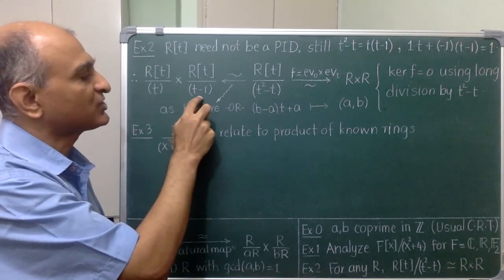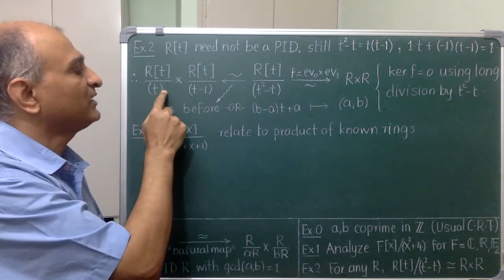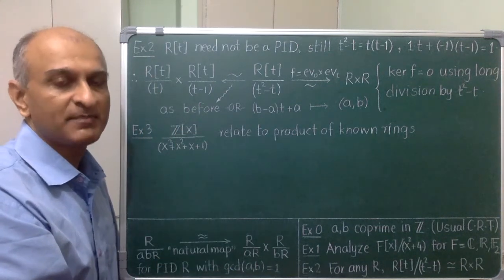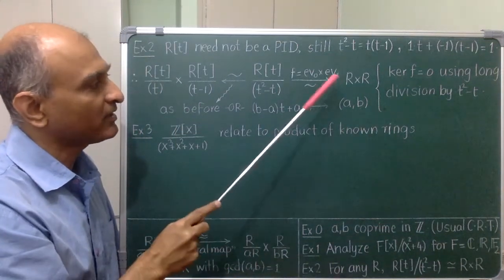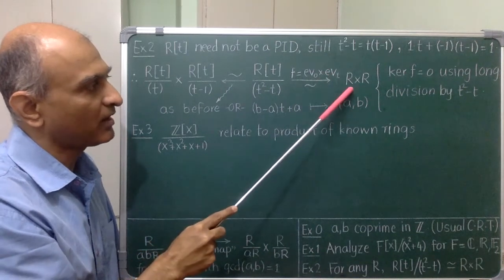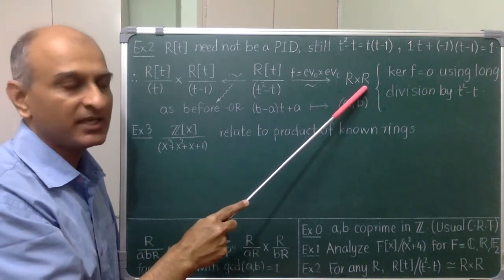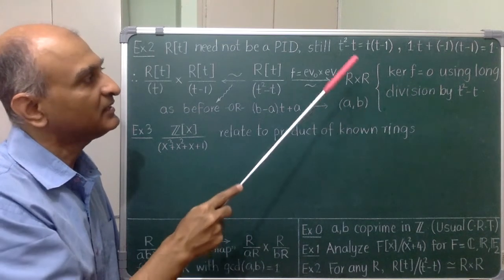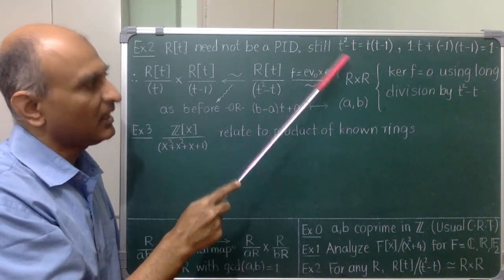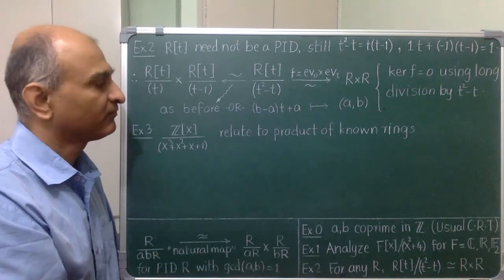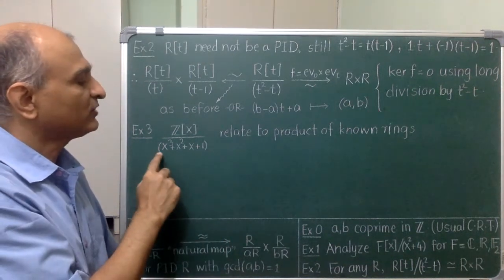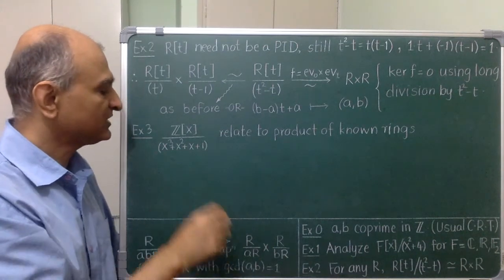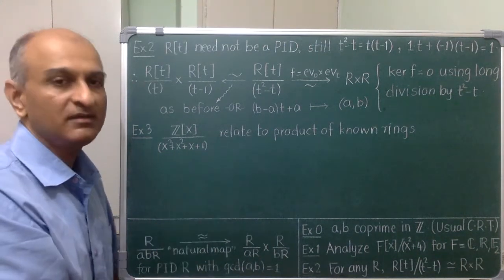Both of these are isomorphic to R by evaluation at 0 and at 1. Or I can do this by hand by taking the product of these evaluation maps to R cross R and checking that it is surjective with kernel generated by this polynomial. So you can check the details. Next, try to relate this ring to a product of known rings. Notice that the polynomial in the denominator factors.